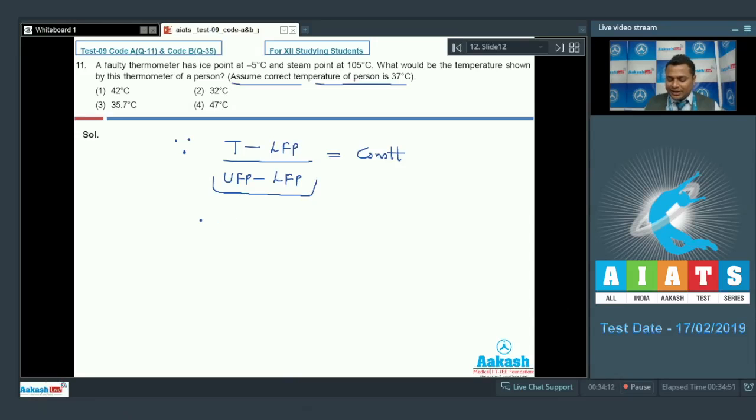Suppose the correct temperature is C. The lower fixed point for the true thermometer is always 0. The upper fixed point for the true thermometer in Celsius scale is 100. So C minus 0 divided by 100 minus 0. Let us write the same expression for the faulty thermometer. Suppose the present temperature given by the faulty thermometer is X, minus the lower fixed point, minus 5 degrees centigrade, divided by the upper fixed point 105 minus the lower fixed point, minus 5.